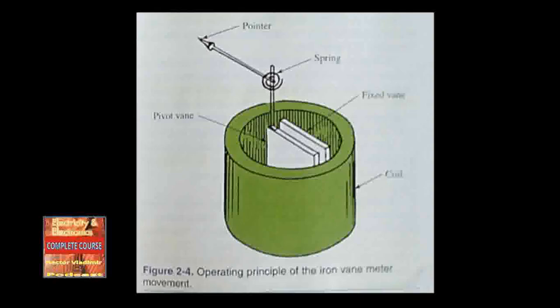The iron vane meter movement. The operation of the iron vane meter movement is shown in figure 2-4. Two pieces of iron are placed in the hollow core of a solenoid or a coil of wire. When the current passes through the solenoid, both pieces of metal become magnetized with the same polarity. Because like poles repel each other, the two pieces of iron are repelled from each other. One piece of metal is fixed in its position, the other piece of metal pivots. The pivoting piece can turn away from the fixed metal.